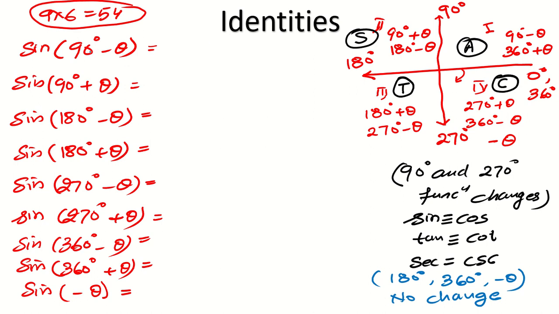Now you see here, we are going to discuss the first identity, sine 90 minus theta. What I told you, for 90° the function changes. So sine will change to cos. So first you write here cos theta.